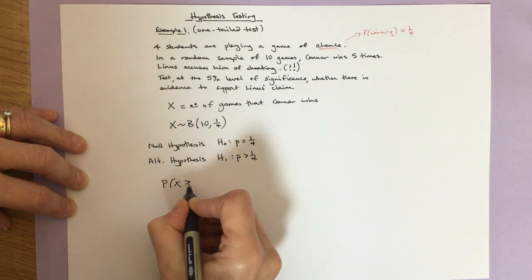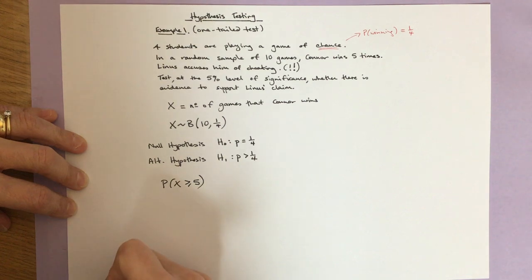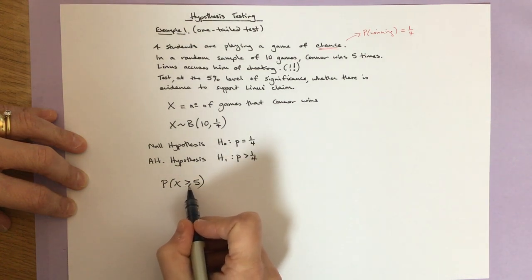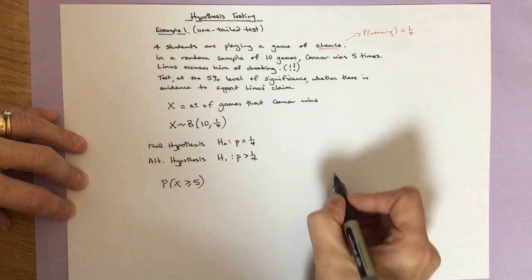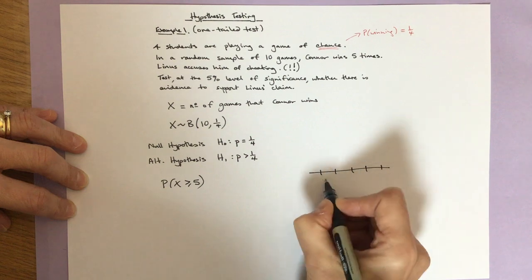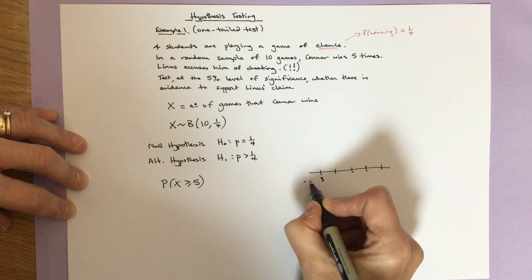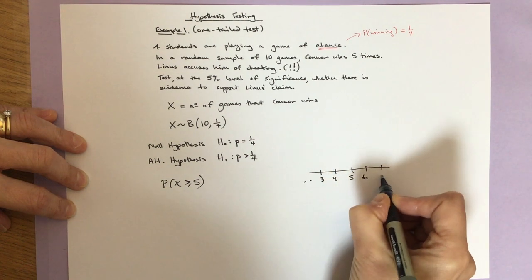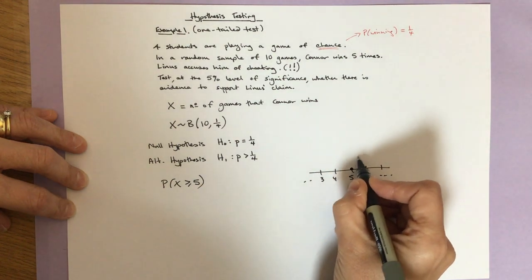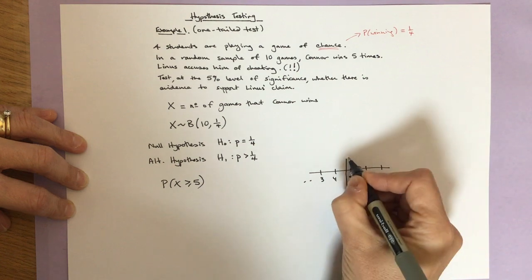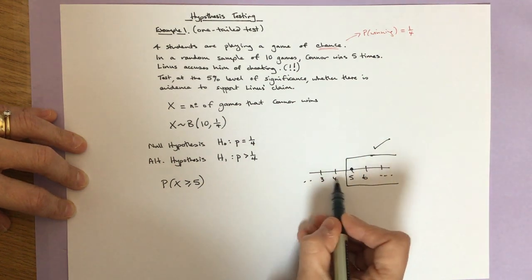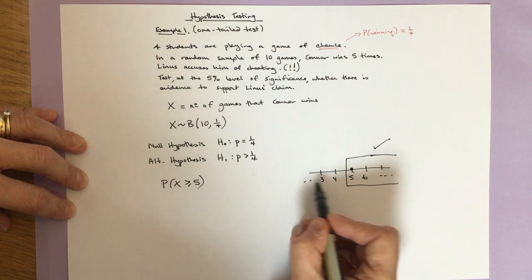So the probability that X is greater than or equal to 5. We're going to use the binomial CD on our calculators, but don't forget our calculators can only do a less than or equal to probability. So if we think about this number line, what we want is the probability of winning greater than or equal to 5. So this is the bit that I want. So that's going to be 1 minus everything less than or equal to 4.